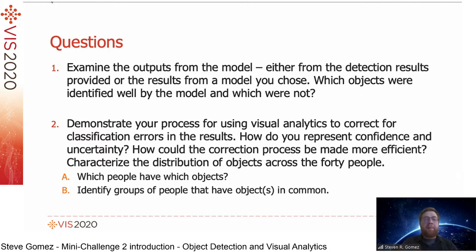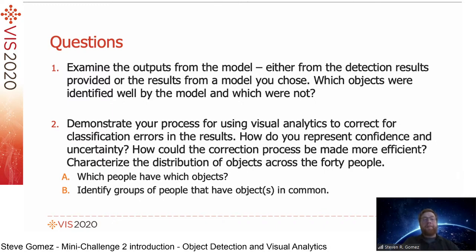So we wanted to see how people were thinking about quality and possible errors in those machine learning components. So if you were to start picking at question one, you'd probably quickly realize that with the default model, at least, there are a bunch of classification errors where there are wrong labels or low confidence. And that brings us to question two, which is, how do you actually use visual analytics to try to correct those errors that you might see or better understand them? So how do you represent confidence or uncertainty that the model might have? How do you actually make a process that's efficient for correcting that data?